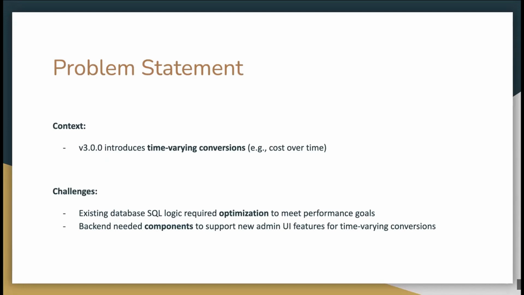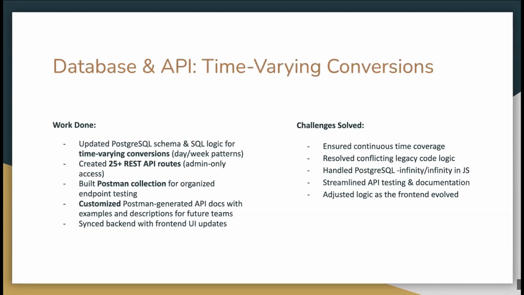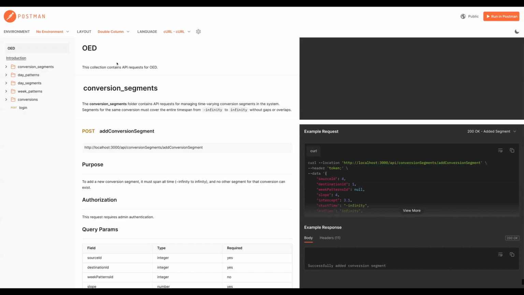One of the major focus areas was the database and API developed in collaboration with the front end team. The PostgreSQL schema and SQL were updated to support day and week time varying conversions. Over 25 new admin only REST API routes were created, and a Postman OED collection was built to keep endpoint testing organized. Each route includes its purpose, query parameters, and example request and response.